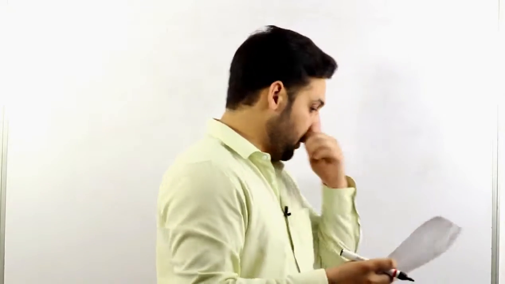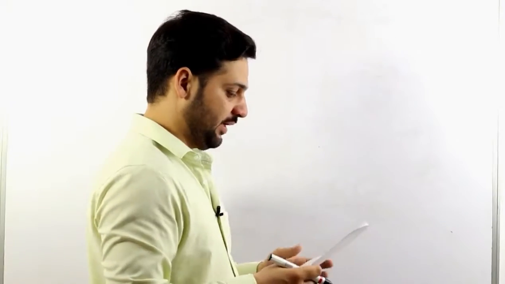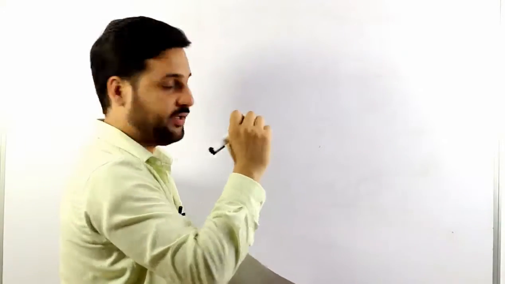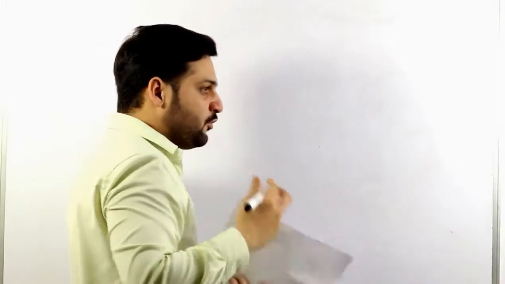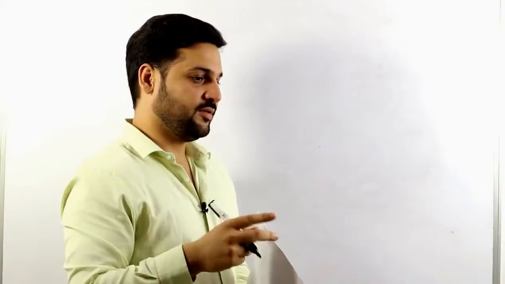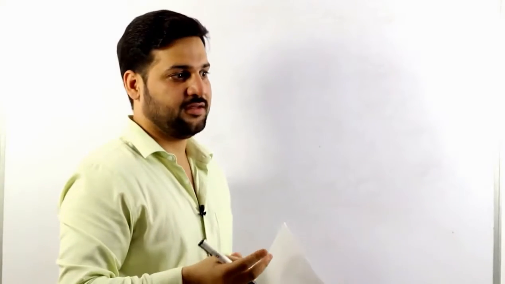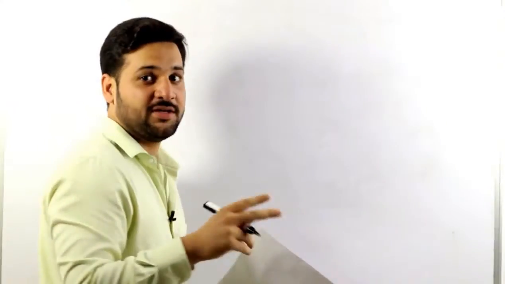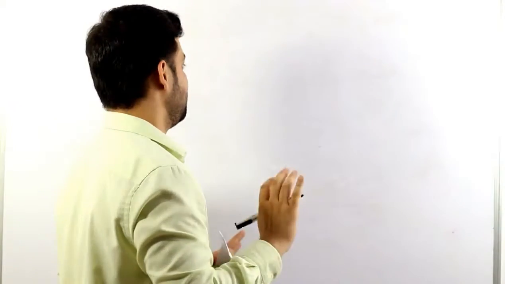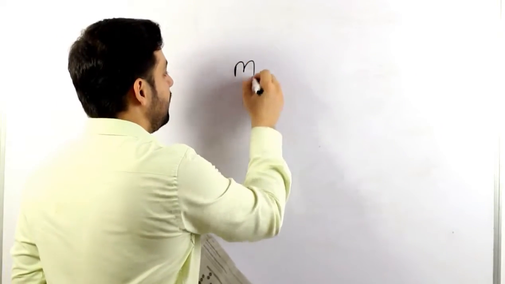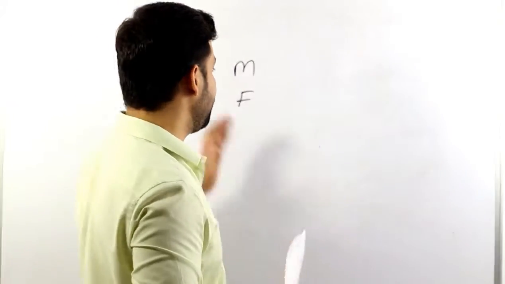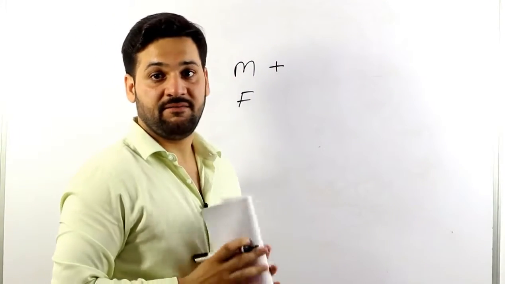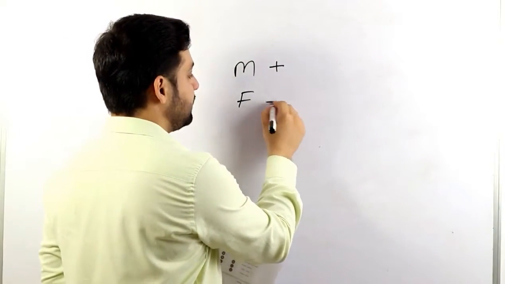So now I'm going to give you a simple trick: how to solve blood relation questions. The trick. I assume that there are two types of gender. The first one is male and the second one is female. I'm just leaving out the transgenders. So male and female. To depict male, I give it a symbol plus, and to depict female, I give it a symbol minus.